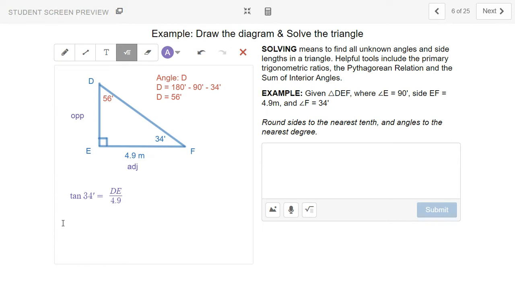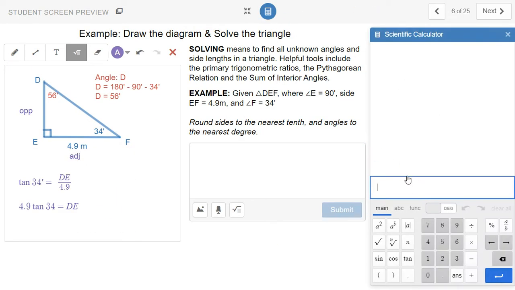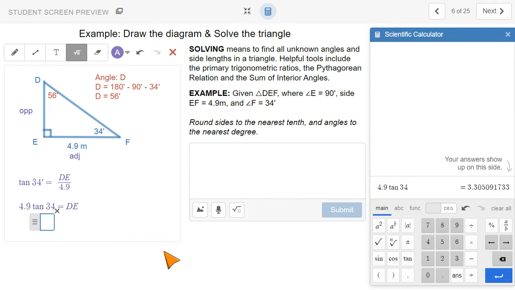Let's cross multiply. 4.9 tan 34 is equal to DE. Let's put this into our calculator. 4.9 tan 34 is equal to 3.3.